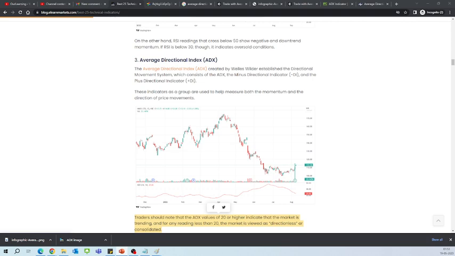This can be used for giving you both the direction as well as the momentum of the movement. Now, how can it be beneficial to us?